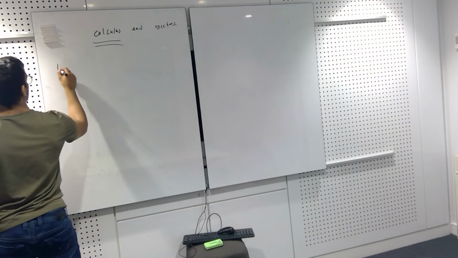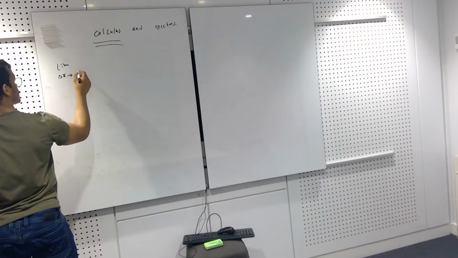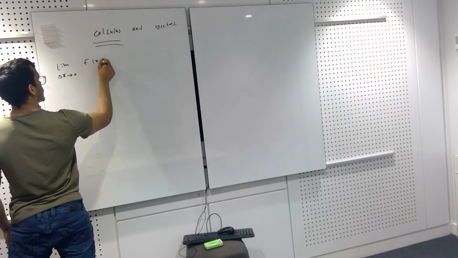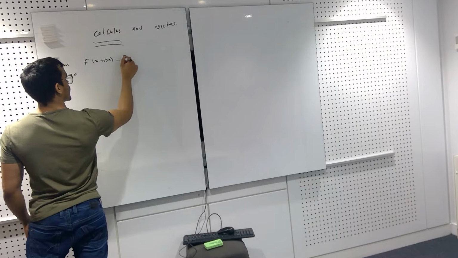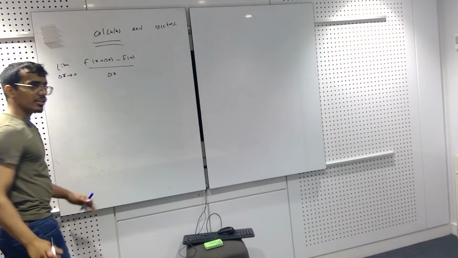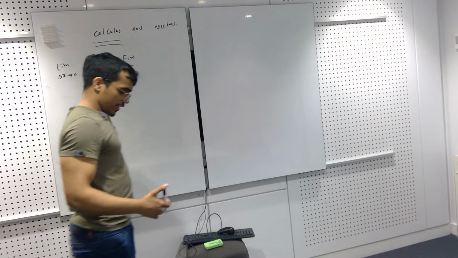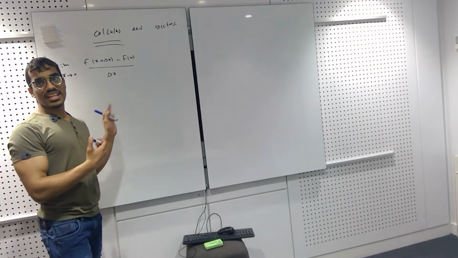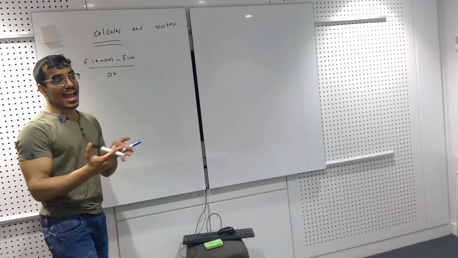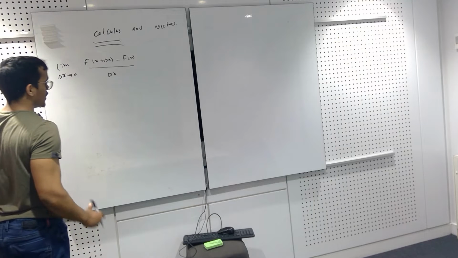The formal definition of the derivative is the limit as delta x goes to 0 of f of x plus delta x minus f of x, divided by delta x. The formal definition of the derivative comes from this. Everything that you know about derivatives comes from here.